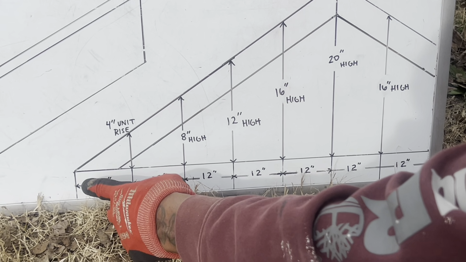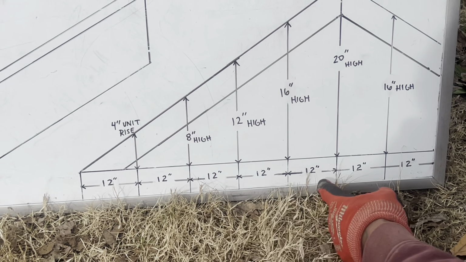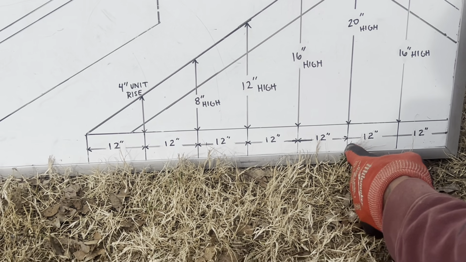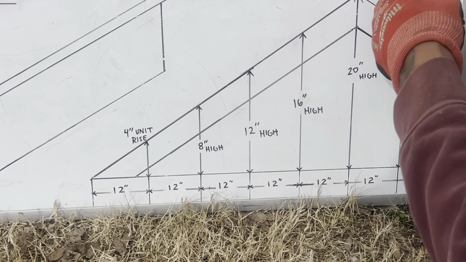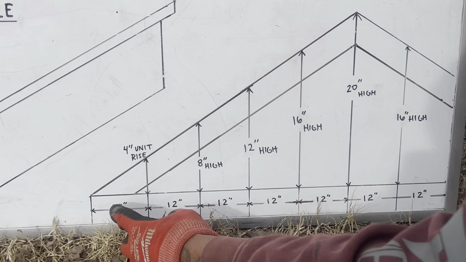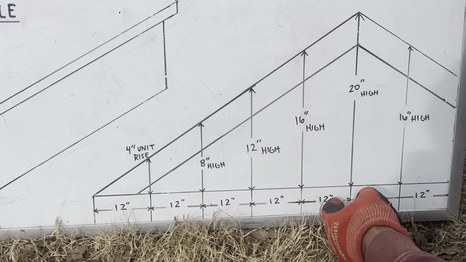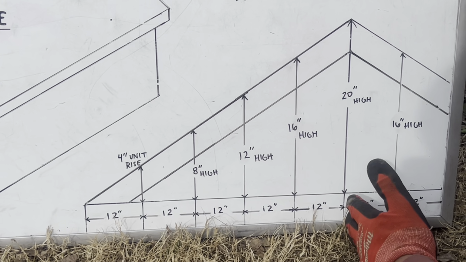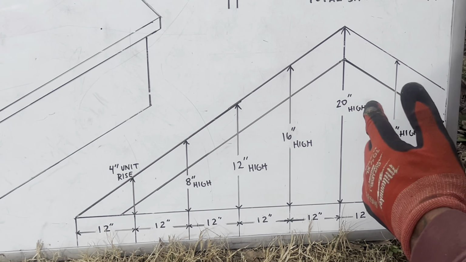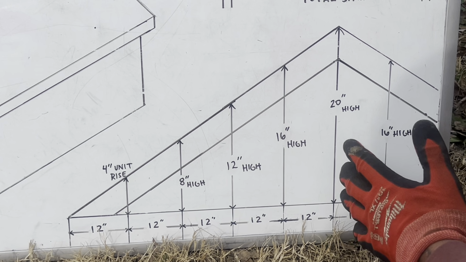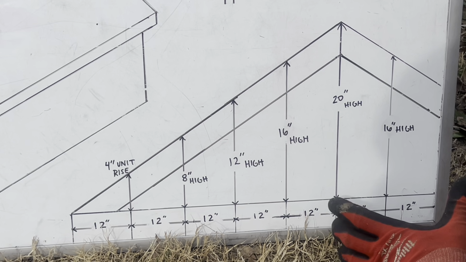Now, the total run of this building, which the total run is when I get to the center of this building, the total run, we can count it. 12 inches is 1 foot. 1, 2, 3, 4, 5. The total run of this building is 5 feet. This building span is 10 feet.